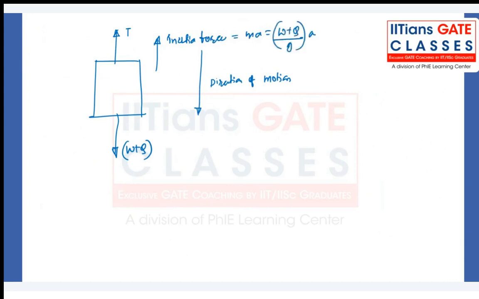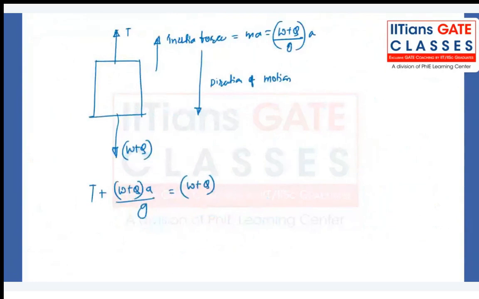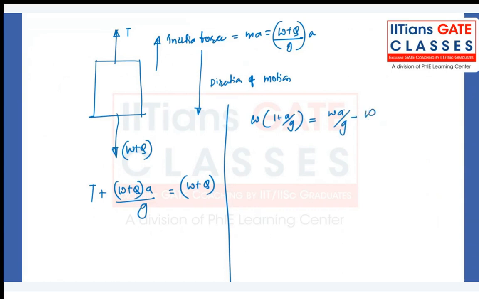So you can say here tension in the string plus (W plus Q) times a by g is equal to W plus Q. The tension in the string we have just calculated in the previous slide, that is W times (1 plus a by g). If you put it in the second equation, you will get W times (1 plus a by g) plus (W plus Q) a by g equals W plus Q. Multiply the a by g inside, you get Wa by g, and from there take W terms on the left side and Q terms on the right side, so Q minus Qa by g. If you take Q common, you get Q times (1 minus a by g).